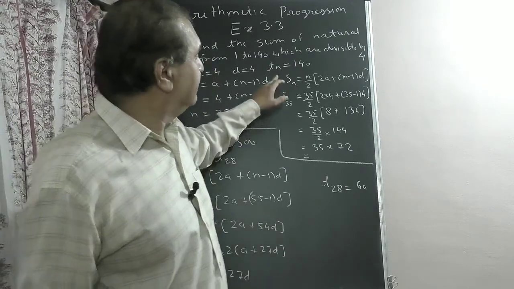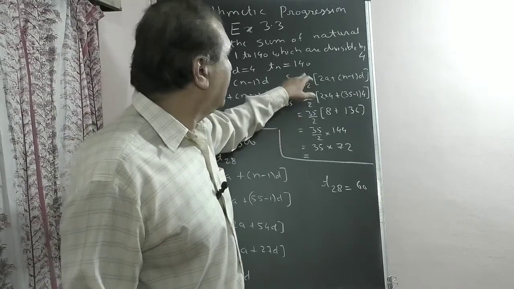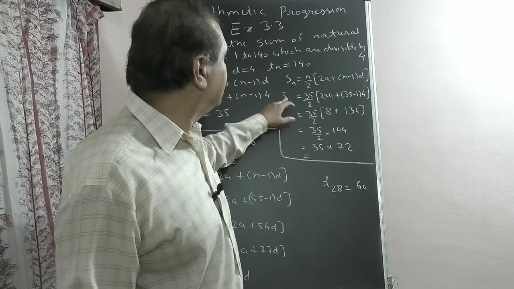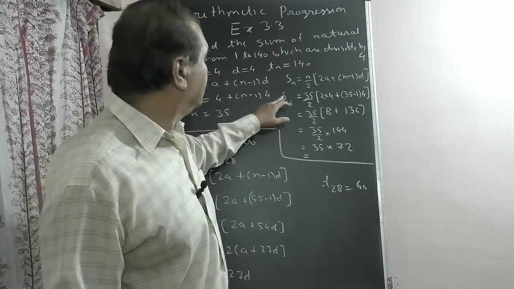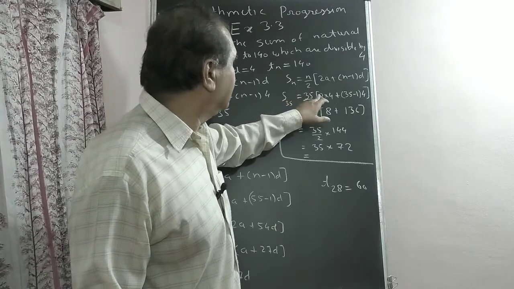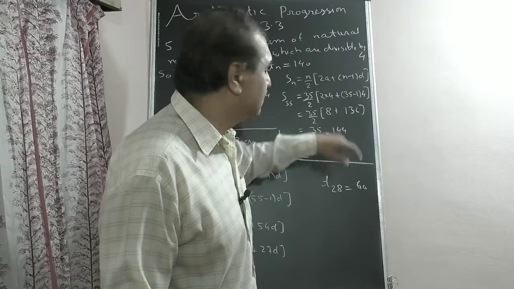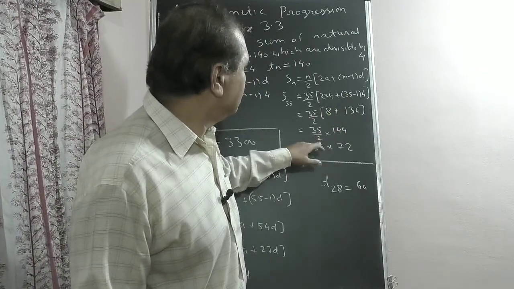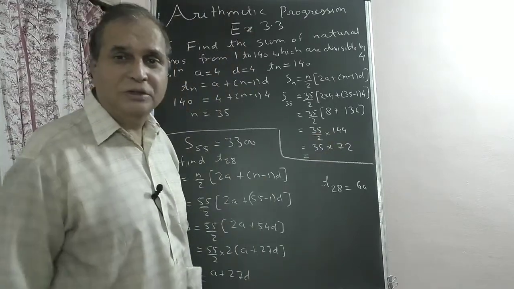Now Sn is equal to n by 2, in bracket 2a plus n minus 1 d. That is, S35 we have to find out. n is 35. 35 upon 2 in bracket 2a, that is 2 into 4 plus 35 minus 1 is 34 into 4. That is 136 plus 8, 144. So 144 by 2 is 72, and 72 into 35. That you do it.